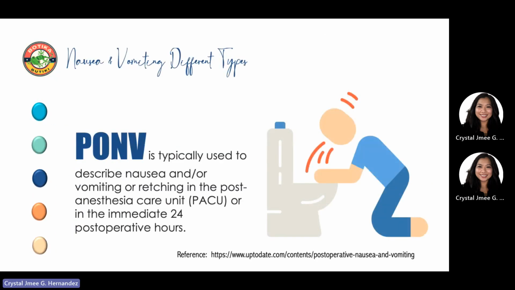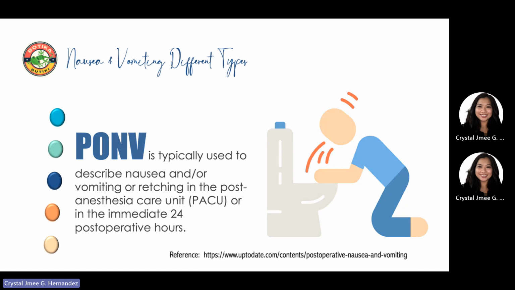So the next type of nausea and vomiting we have is PONV, or post-operative nausea and vomiting. This is typically used to describe nausea and vomiting or retching in the post-anesthesia care unit, or PACU, or in the immediate 24 post-operative hours, meaning to say the nausea and vomiting is triggered after the surgery. Normally this is associated, of course, with the exposure of the patient to anesthesia and other agents during the procedure.